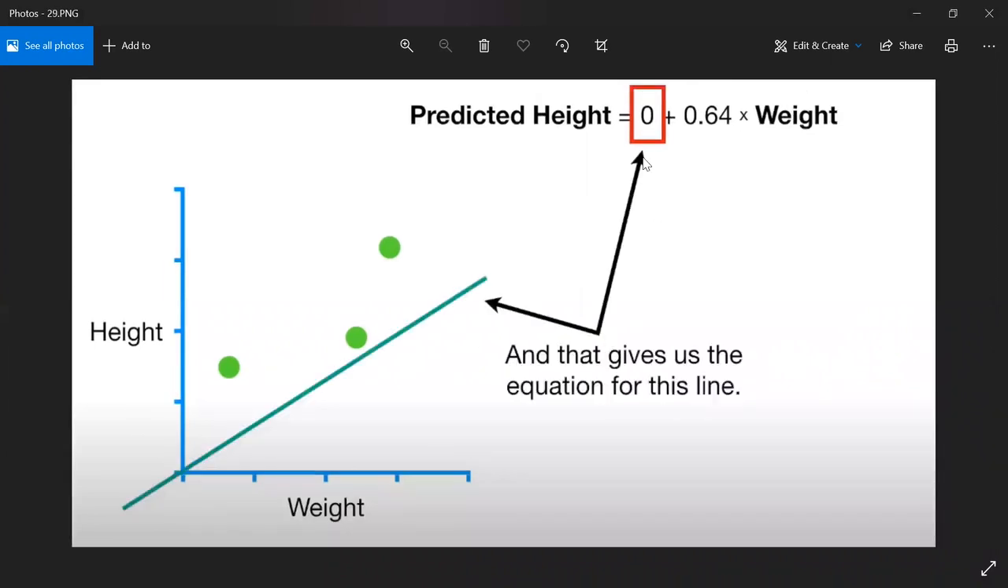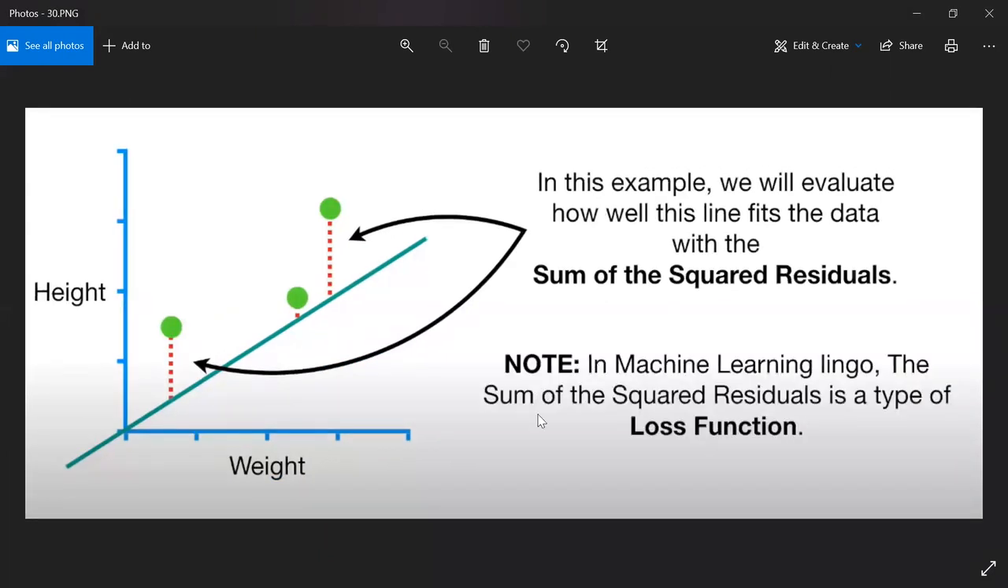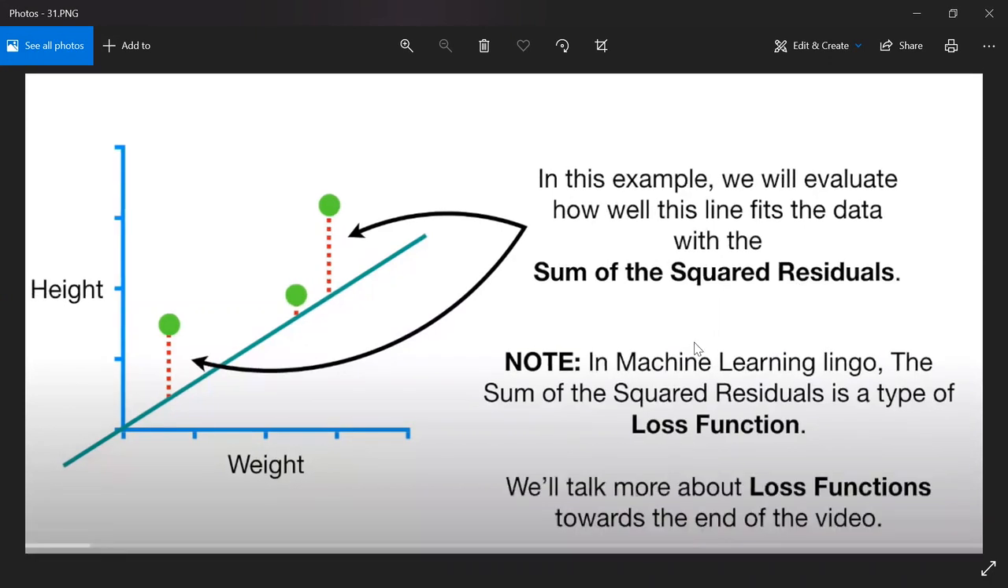Let's go to this example, where we need to calculate SSR, the sum of square residuals. Now listen to me very carefully. In machine learning lingo, the sum of square residuals is a type of loss function. Understand what we call it? Loss function equals cost equals MSE. Clear? So just understand this one.